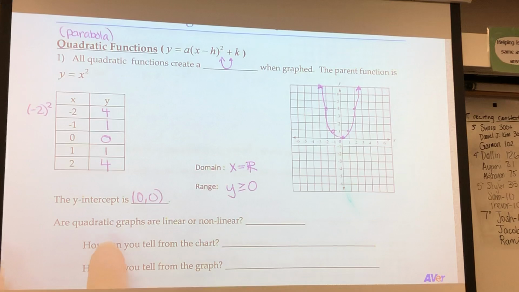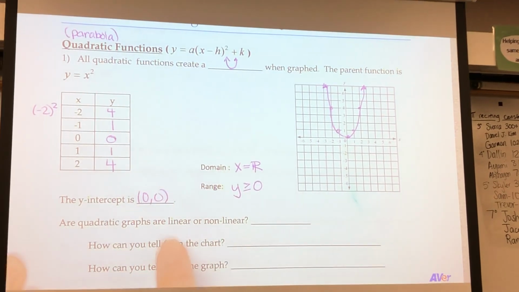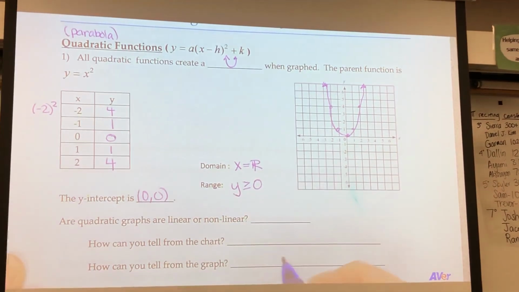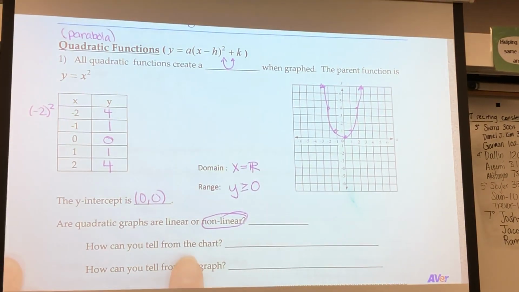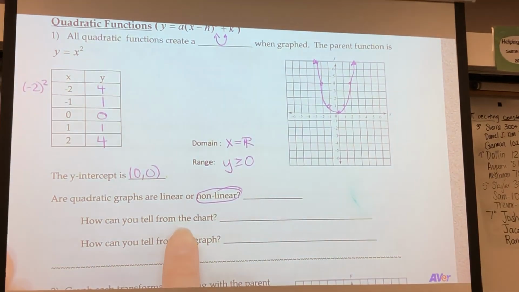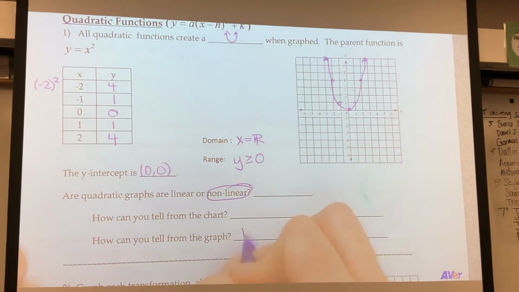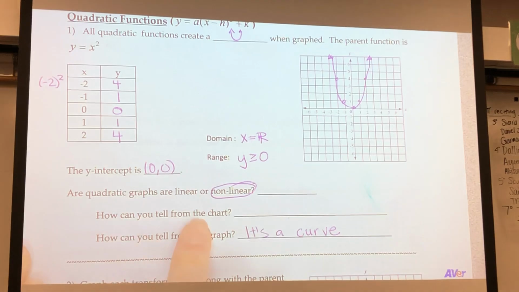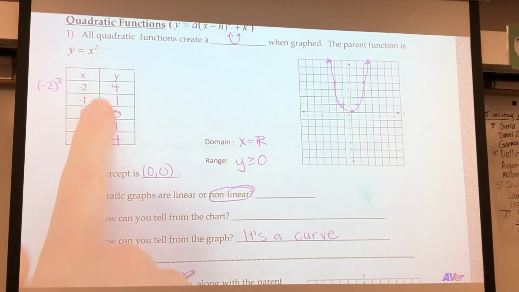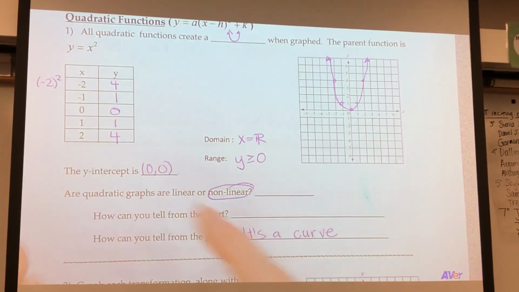It asks silly questions like, is the graph linear or not linear? Remember, linear means, is it a line or not a line? This should be very obvious looking at the fact it's a curve. And if I looked at the chart, how can I tell? So I said from the graph, it's a curve. That's how I know it's nonlinear. From a chart, I can tell by the rate it's increasing or decreasing.